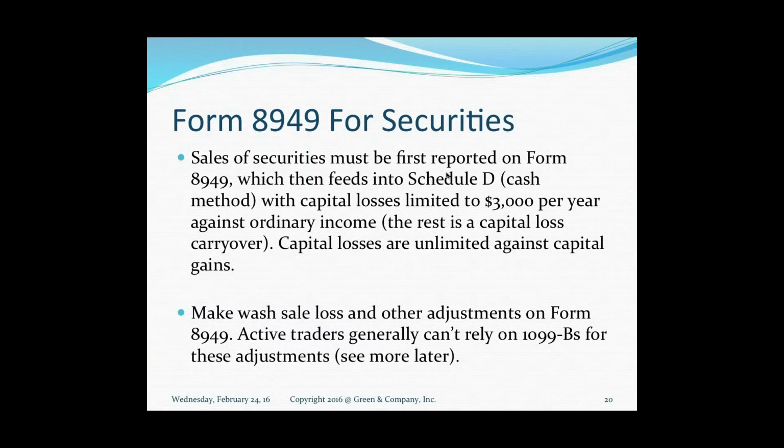That's why I've been in Barron's and the Wall Street Journal. Because you need to make wash sale loss and other adjustments on Form 8949. Active traders generally can't rely on 1099-Bs for these adjustments. We'll cover this more later.